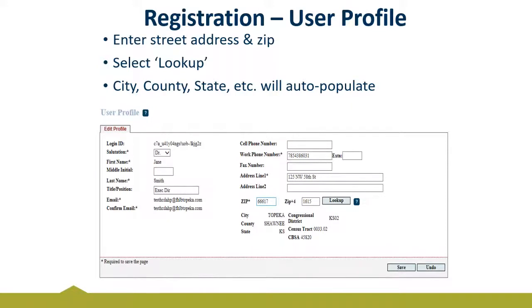You may have noticed that we do ask for the zip +4. If you don't know the 4-digit code, you'll want to go to the USPS.com link to look that up. I do have that website listed at the end of this presentation. Once you've completed this page, select Save.